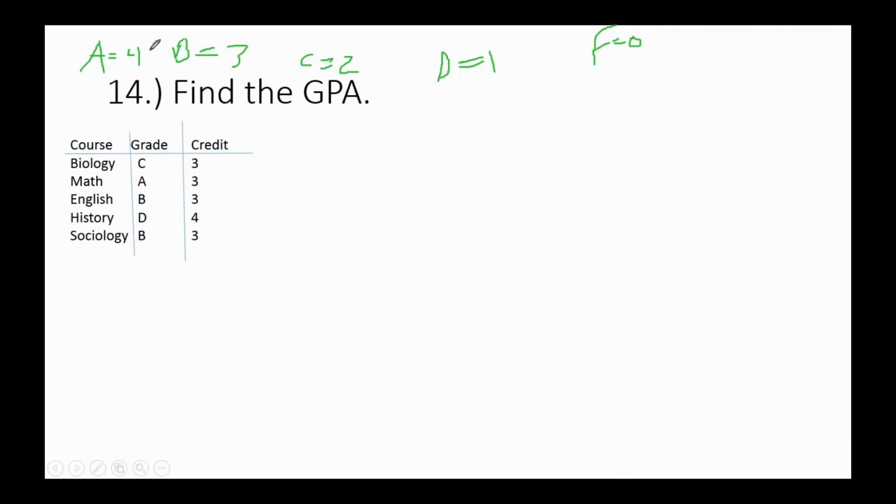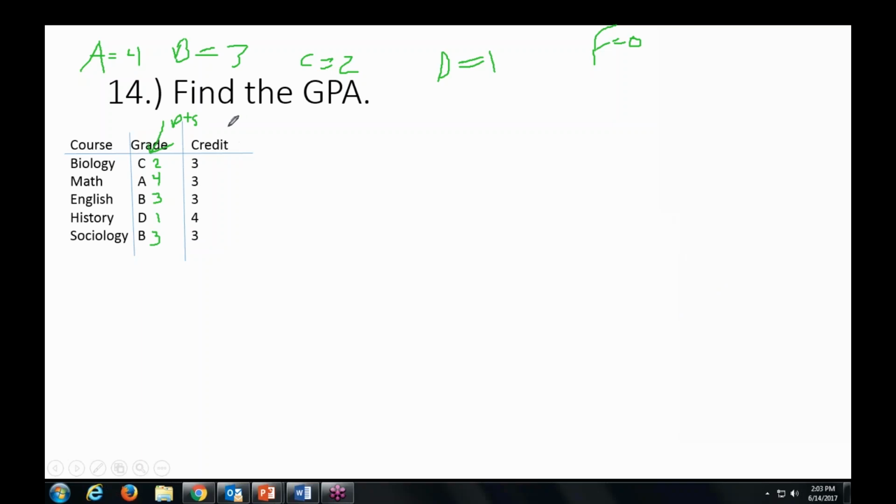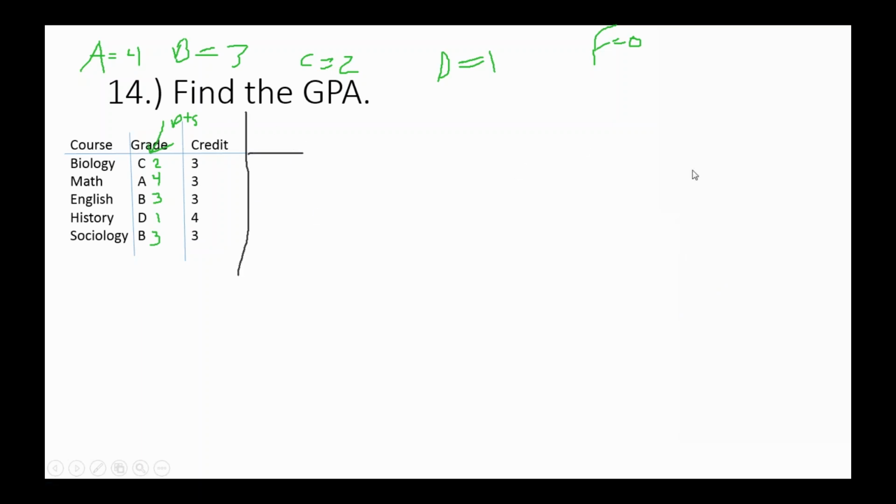So as I just wrote up here in green, every C gets you 2 points per credit hour. An A gives you 4, a B a 3, a D is 1. Now, what I just mentioned is that these points are per credit hour. Which means if you got a C in a 3 credit hour class, you don't only get 2 points. You get how many? If you get 2 points per credit hour and it's 3 credit hours, how many total points do you get for biology? 6. Very good.